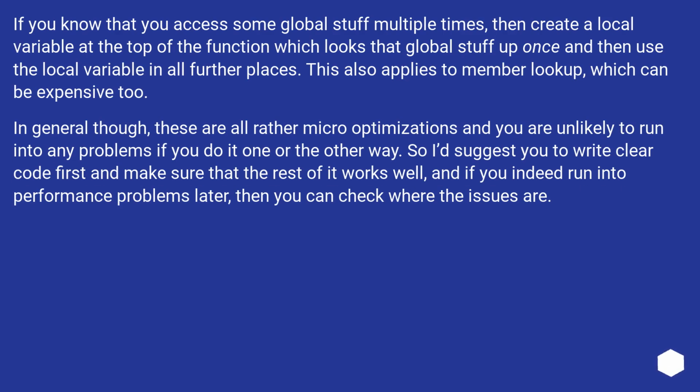If you know that you access some global stuff multiple times, then create a local variable at the top of the function which looks that global stuff up once and then use the local variable in all further places. This also applies to member lookup, which can be expensive too. In general though, these are all rather micro-optimizations and you are unlikely to run into any problems if you do it one way or the other. So I'd suggest you write clear code first and make sure that the rest of it works well, and if you indeed run into performance problems later, then you can check where the issues are.